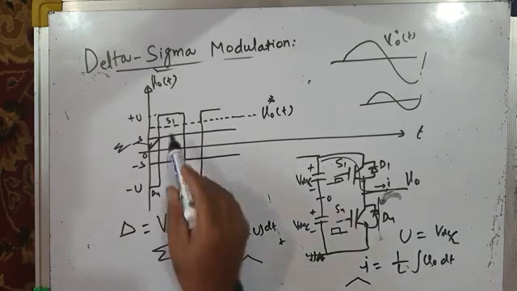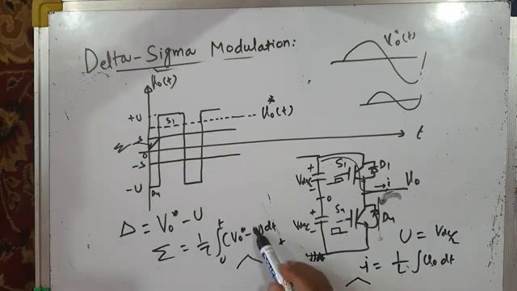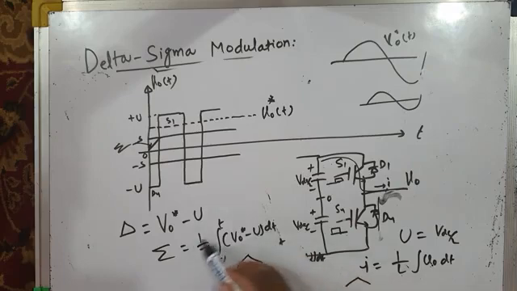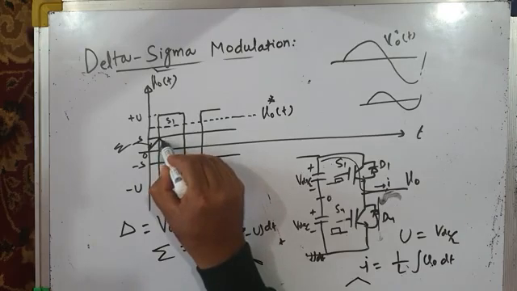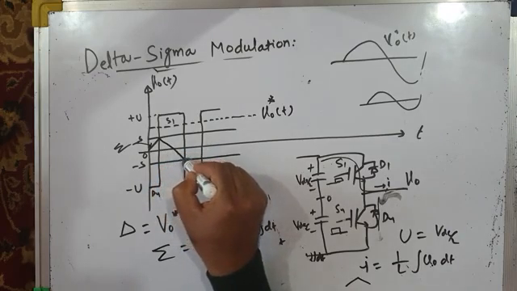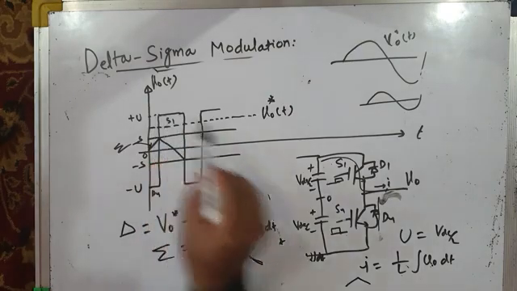In a similar way, what will happen in delta sigma modulation? When the error is integrated, with V0 star minus U, and U being minus VDC by 2 here, the integration will decrease this sigma, because the voltage is now negative. Therefore sigma will decrease linearly until it touches the lower threshold. During this entire period, the top switch is on.